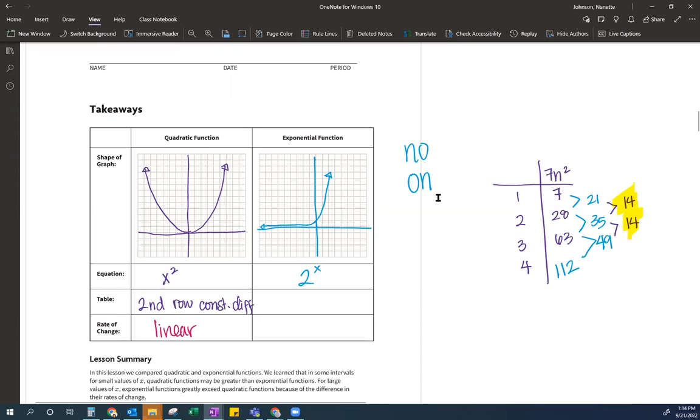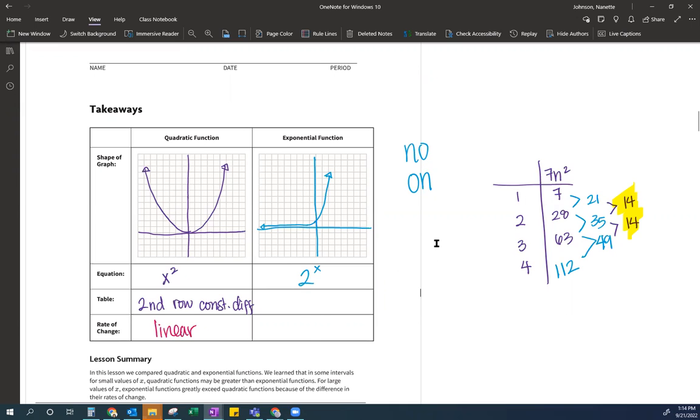So does that make sense? We would say things like no, or we would say not on, because on does not mean the same thing as no.